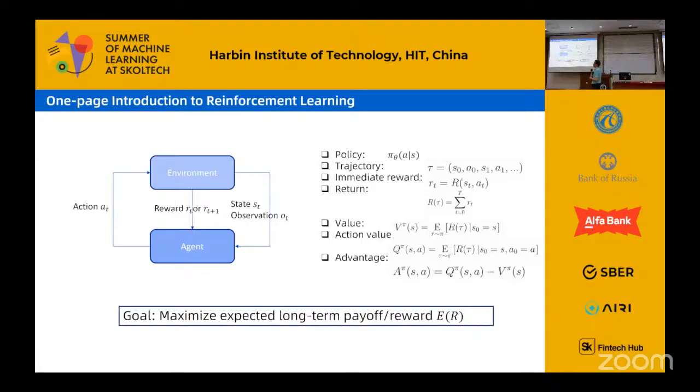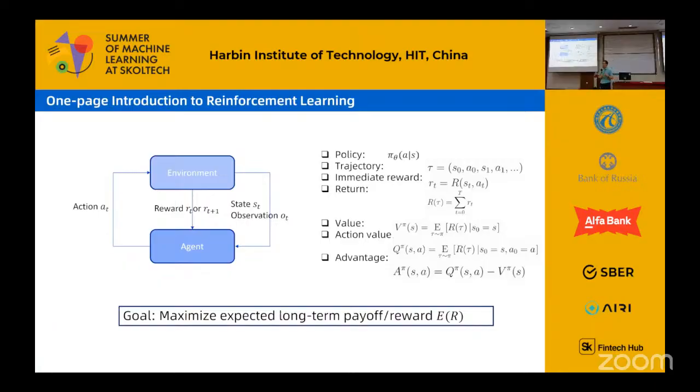The goal of the agent, or of our algorithm, is to find a policy that maximizes the expected long-term payoff or reward. Here we have some further notation. Usually we want to find or optimize a policy, pi theta. Its input is a state or an observation, and it maps the state to an action A. We have a so-called trajectory, from the first moment S0, A0, then S1, A1, and so on. Of course, you can also put the immediate reward R_t into the trajectory.